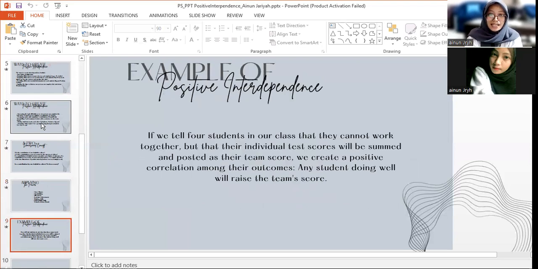So then the last slide, example of positive interdependence. If we tell students in our class that they cannot work together, but their individual test scores will be summed and posted as their team score, we create a positive correlation among their outcomes. Any student doing well will raise the team score.